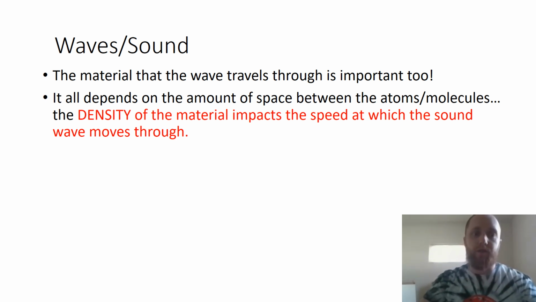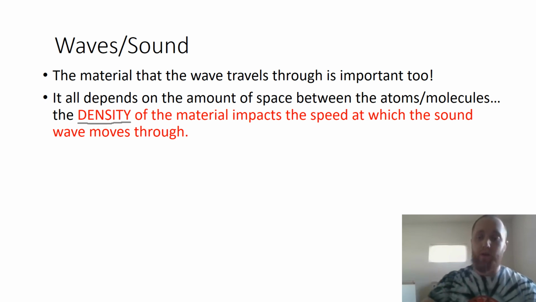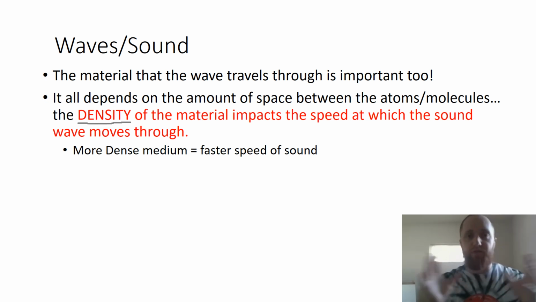And so that's where this comes in. It's really got to do with the density of the medium, the density of the material that that wave is trying to move through. So the more dense the material is going to be, the faster that sound is going to be. It's like a more crowded concert. If everyone's falling on top of one another, the more crowded it is, the more likely you are to fall on the person next to you.